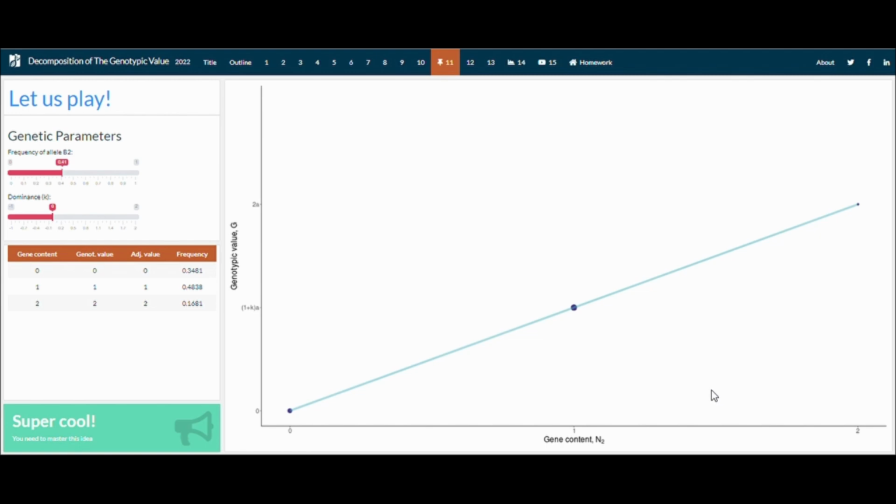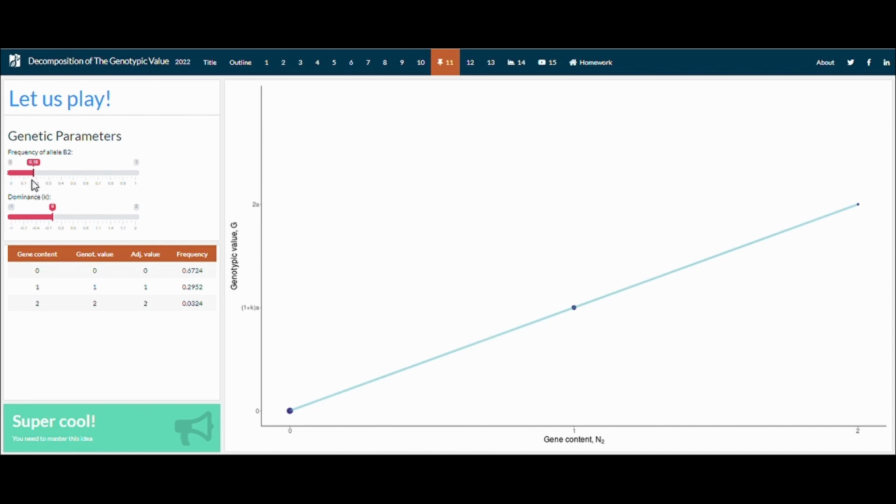Let's observe in the graph how the regression lines behave as we change the value of dominance and allele frequency of B2. When the k value is equal to 0, it means there is no dominance effect. Thus, we can observe that the slope of the line does not change as we change the allele frequency. Furthermore, it is important to note that the line passes exactly over the points, which means that the predicted genotypic value is the same as the observed ones, and the line captures the entire additive effect of the gene.